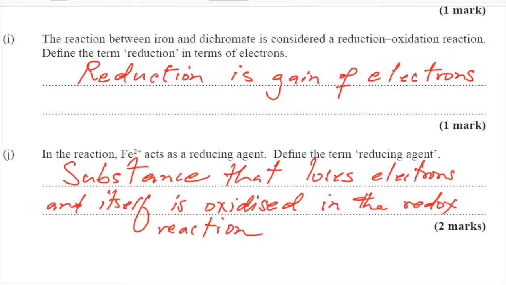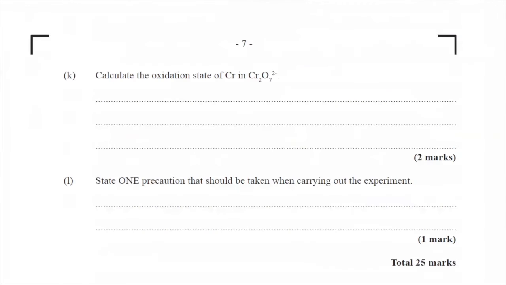That would give us our marks. So we're 3 marks away from 25 marks. And they want us now in K to calculate the oxidation state of chromium in Cr2O7 2-. Our rules for assigning oxidation numbers come into play here. Or not our rules, there are some guidelines that we use.